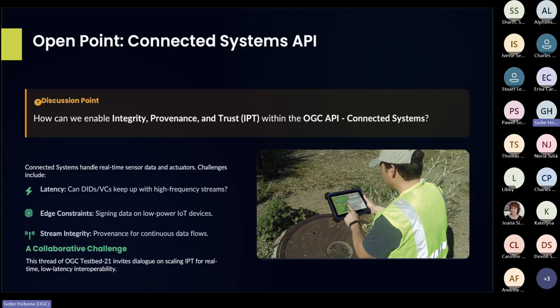So good. Seeing that with low power IoT devices, because this is also useful when you have Internet of Things and the drone is receiving information from sensors here and there, and for continuous data flows. That's the open point. Are we able to do this? This is a good question mark. And also to exactly identify low latency interoperability is also good. An interesting point to discuss now, if this is the framework or not. Next.